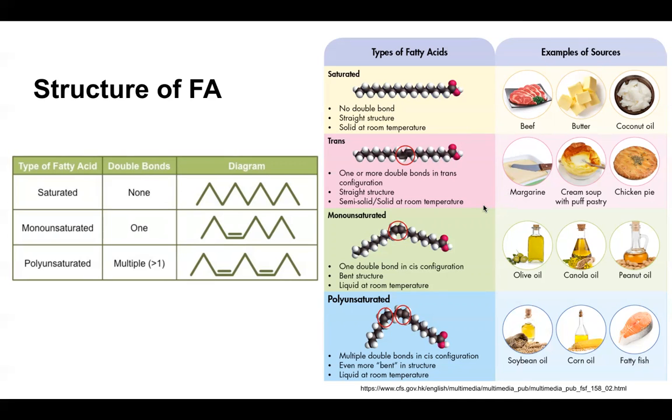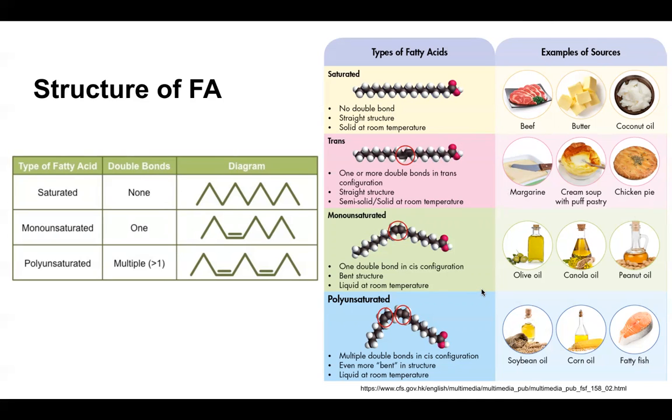Another form of fatty acids can be trans fatty acids. They have one or more double bonds in trans configuration and the straight structure. They can be solid or semi-solid at room temperature. The main examples of them are margarine, cream soup, puff pastry, and chicken pie.